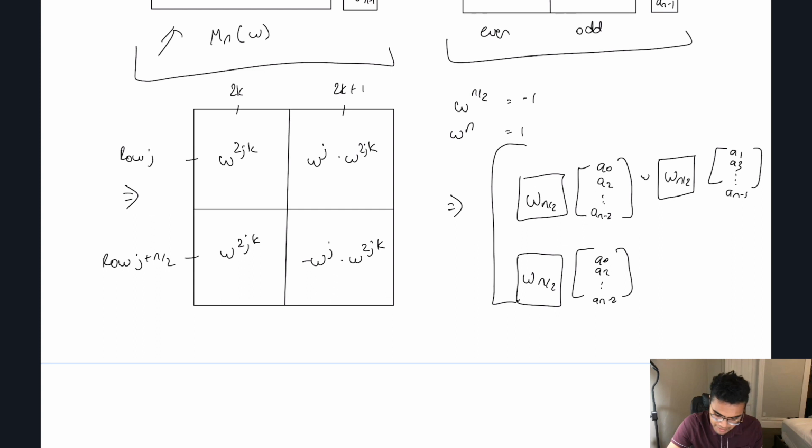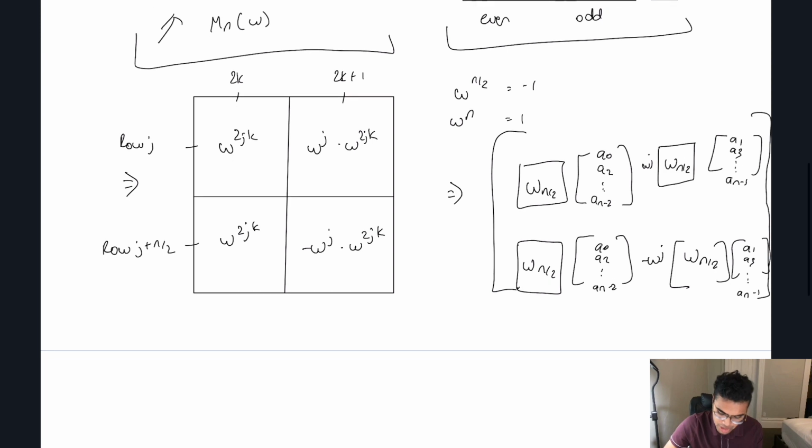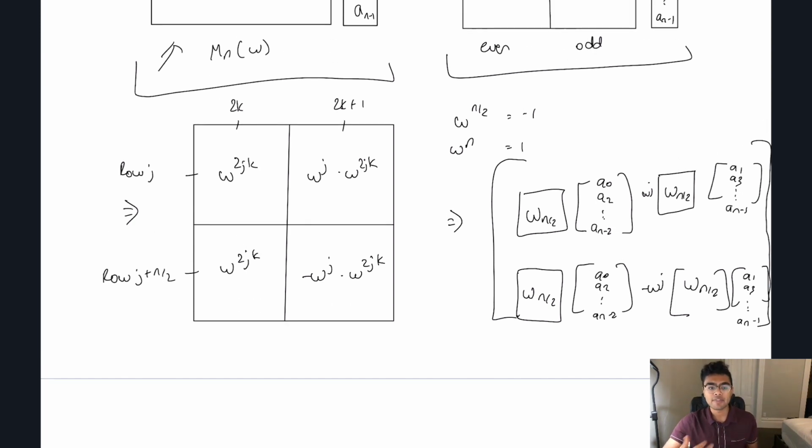Let me write that a bit nicer. So this times w to the j. And then last but not least, we have negative w to the j times our w n divided by 2 times a1, a3 up to an minus 1. And so this is the final intuition behind FFT in the matrix format.